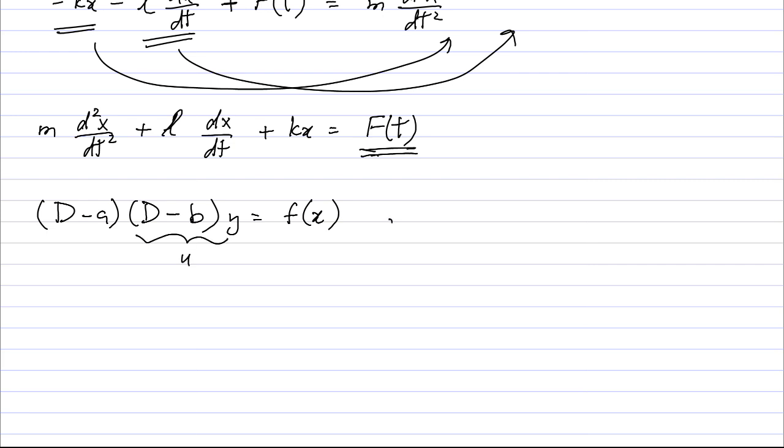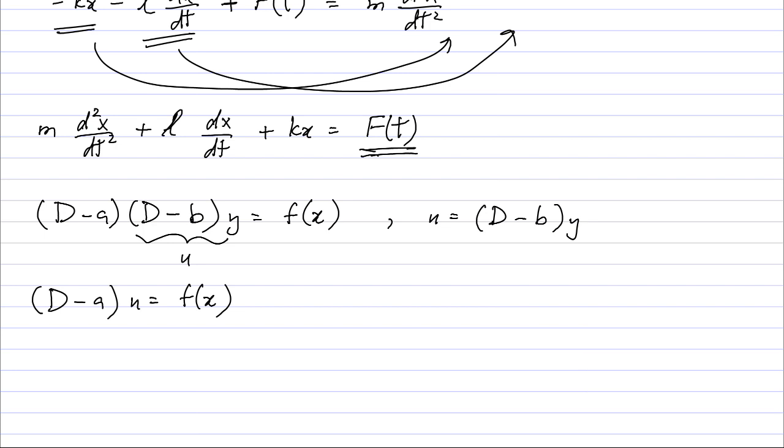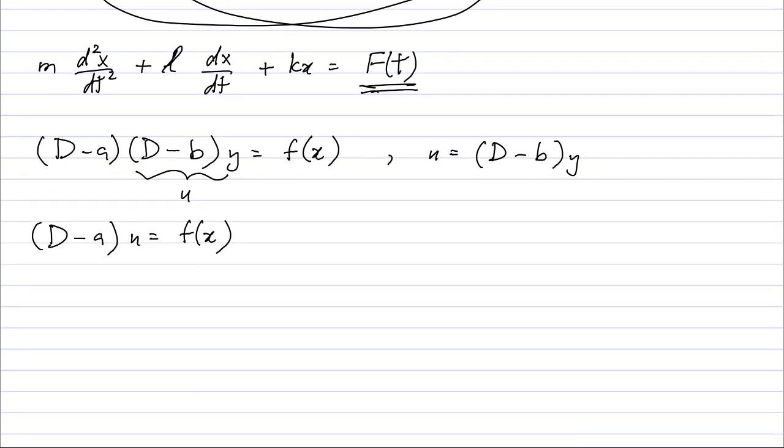The first step is that you define u as (D minus b) times y. The idea behind this is that you reduce your second order differential equation to two first order differential equations. Then you can write (D minus a) u is equal to f(x). From here this implies that du/dx minus a u is equal to f(x), and you are happy to see this because this is a first order non-homogeneous equation and we know how to solve this.